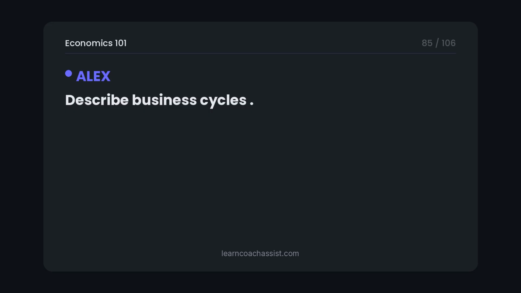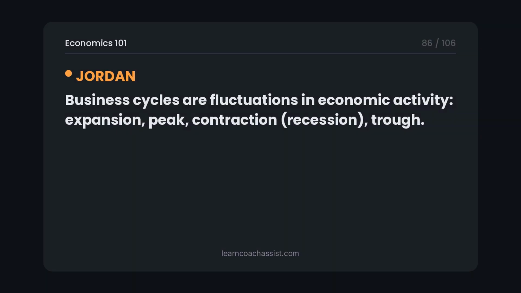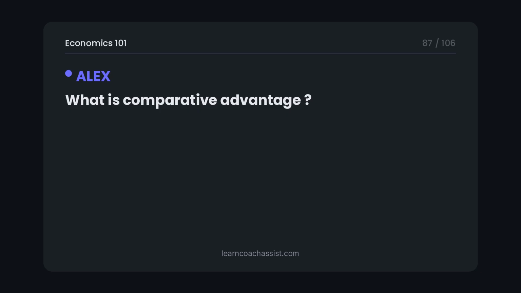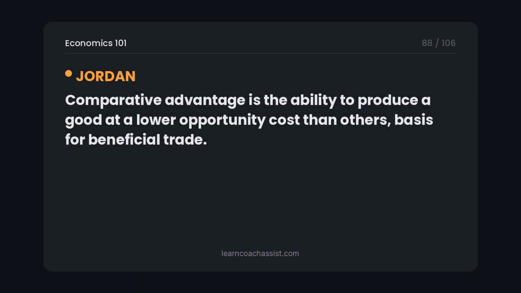Describe business cycles. Business cycles are fluctuations in economic activity, expansion, peak, contraction, recession, trough. What is comparative advantage? Comparative advantage is the ability to produce a good at a lower opportunity cost than others, basis for beneficial trade.